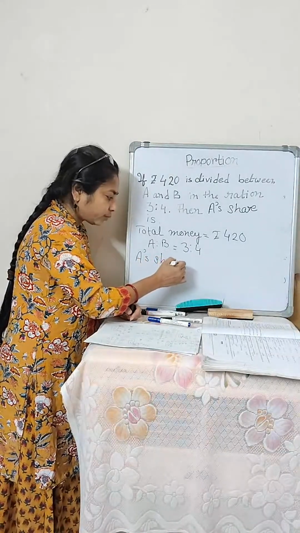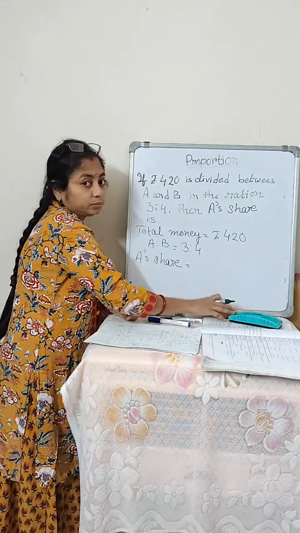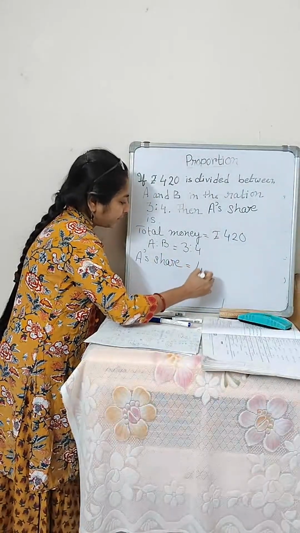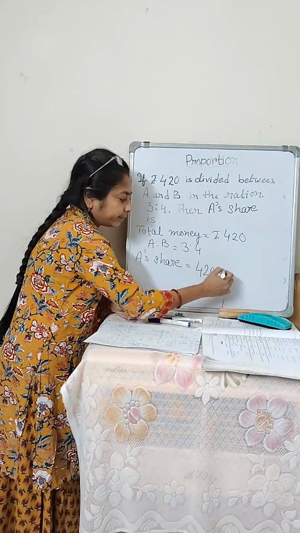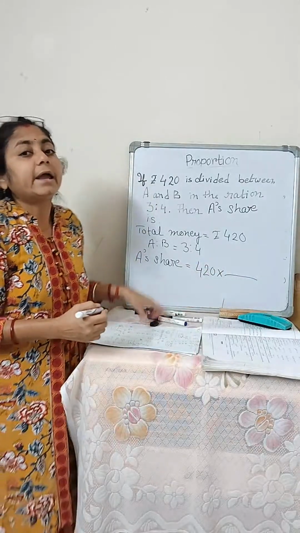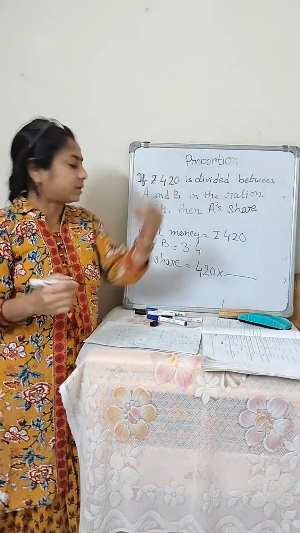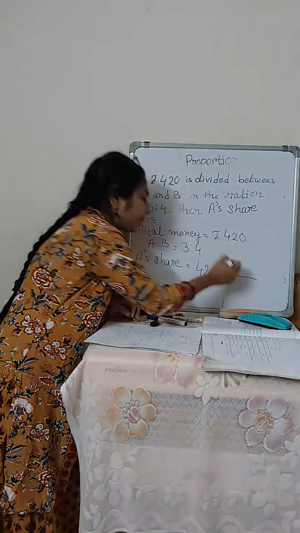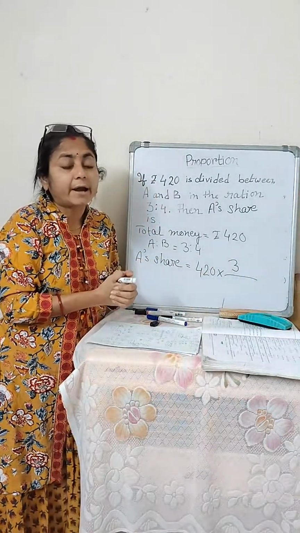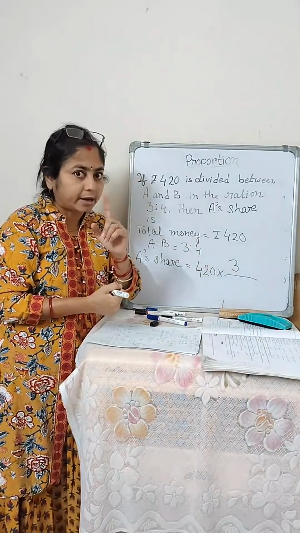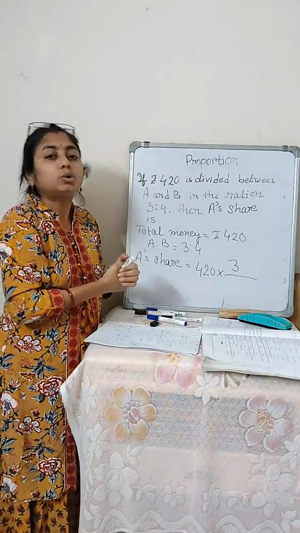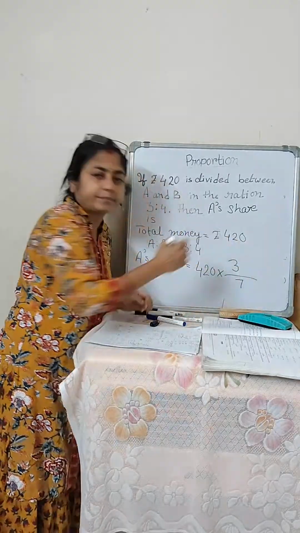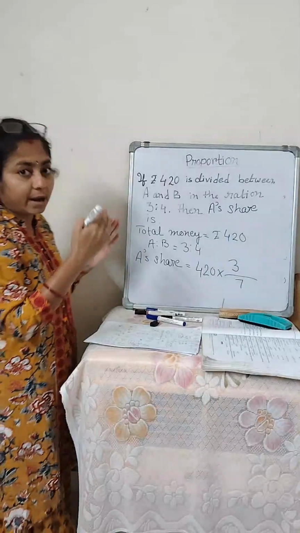In that case, you do two things. First, you write the total amount, 420. Then you write the A part on the upside. A part is 3. And on the bottom you don't write only the B part. Don't write it. You write the total part. Total part is 3 plus 4, which means 7. Clear? One more time I repeat.